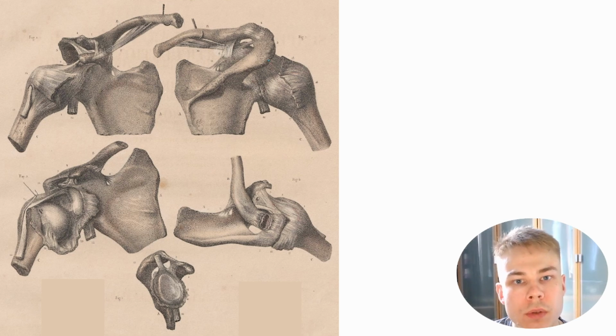Then we can talk about the acromioclavicular joint here, so the joint between the acromion and the clavicle. There's an acromioclavicular ligament which prevents the joint from being pulled apart. The fibers run in this direction.